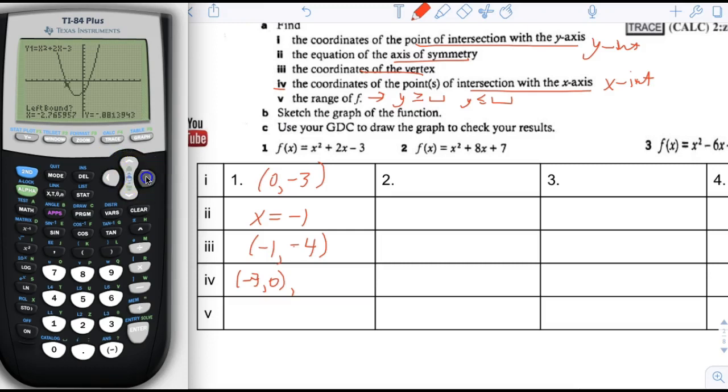Okay, and then if we want to find the other x-intercept, we go second calc 0. We move the cursor slightly to the left of this intercept and hit enter. We move it slightly to the right, and we hit enter. And then we hit guess, and it's 1, 0.